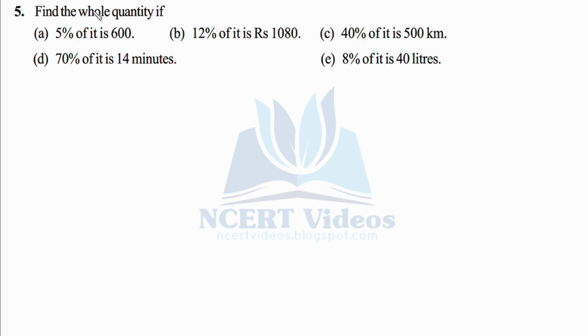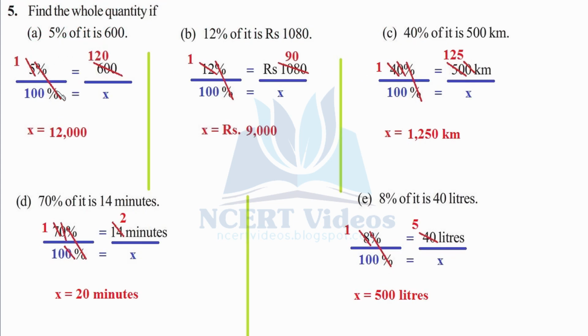Question 5. Find the whole quantity if, that is the complete quantity, 5% of it is 600, 12% of it is 1080 rupees, 40% of it is 500 kilometers, 70% of it is 14 minutes, and 8% of it is 40 liters. Here the question is a little bit twisted. Now we have to find the number whose 5% gives you 600. That is, we are given the final value. Earlier we had to find this value, but this time this is given and we have to find the actual number. We have done such a question in a previous exercise as well.